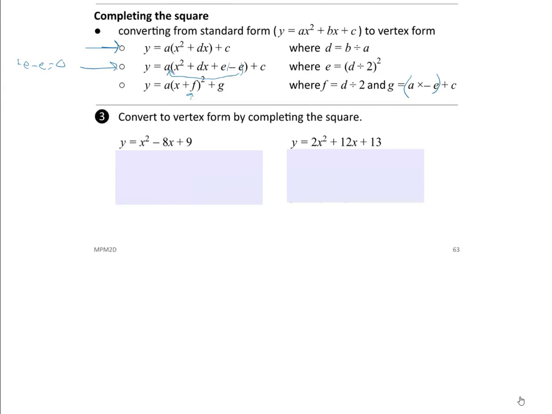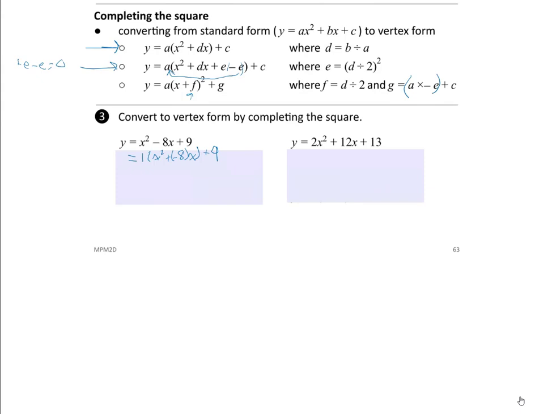I'm going to take out a factor of 1 because that's what my a value is. Then I'm left with x squared plus dx. Remember, d is just the b value, which is negative 8. So this will actually just be minus 8x. You could have just written negative 8x and bracket plus c. What's my c value? 9 is my c value.